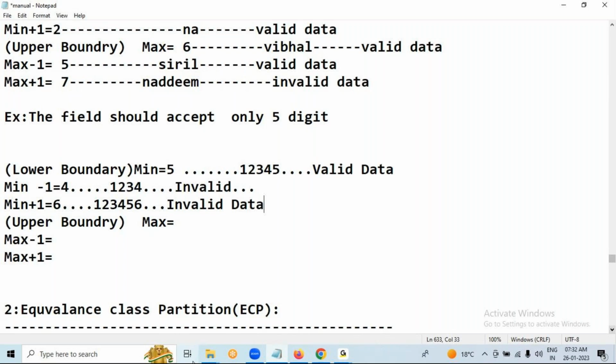So maximum should also be 5. Yeah, because it says only 5 digits. So it should be the same thing. Yeah, should be the same.